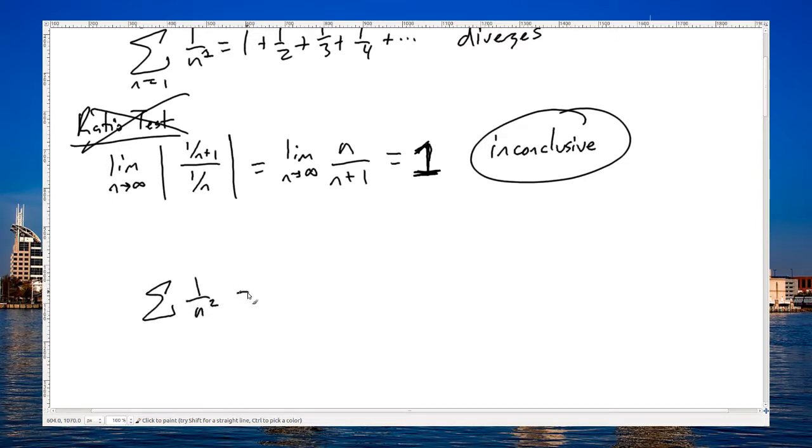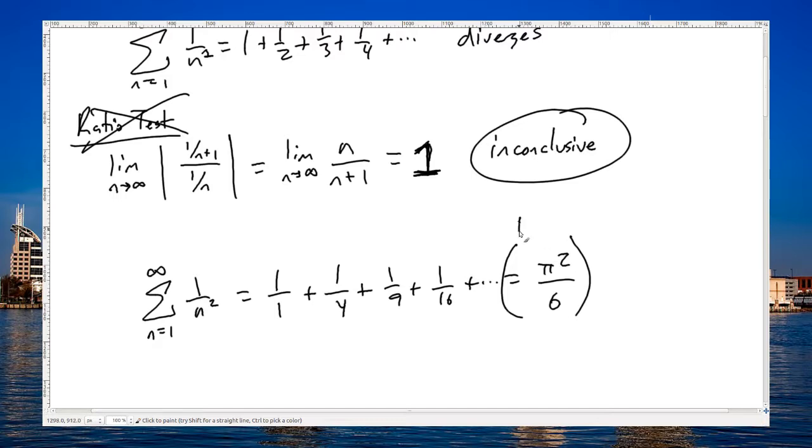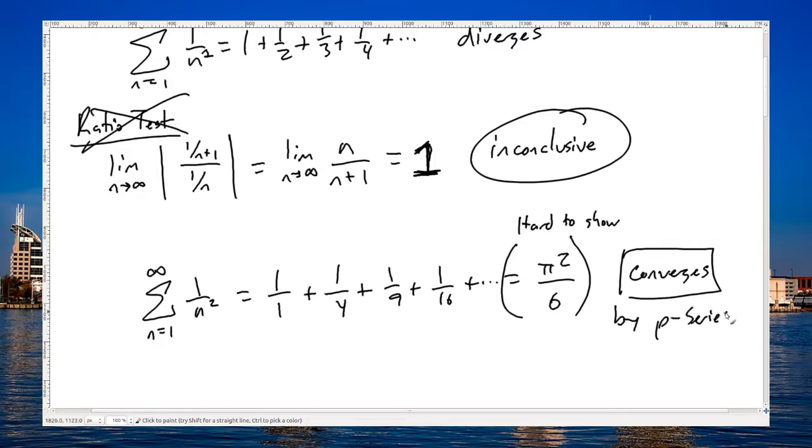Here's a p-series where the p-value is 2, and so it converges by p-series. Here are its terms, and it turns out this is a hard problem. It's hard to show, but it does end up being pi squared over 6. That's outside of the scope of this video. But we do know it converges by p-series because the 2 is bigger than the 1.